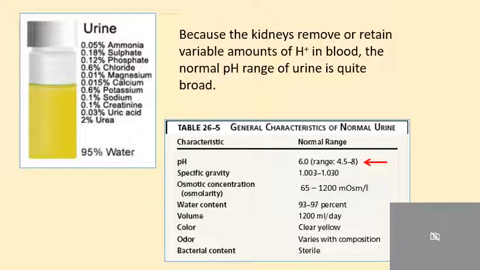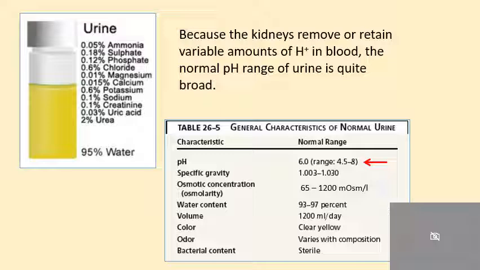Here we return to the normal characteristics of urine, and I've highlighted the normal pH range for urine. It's incredibly broad. Normal urine can have a pH as low as 4.5 and as high as 8, so it can span from acidic to alkaline, and that's all considered normal because the kidneys do contribute to blood pH homeostasis, and plasma has this relatively narrow range, and urine has this quite flexible range.